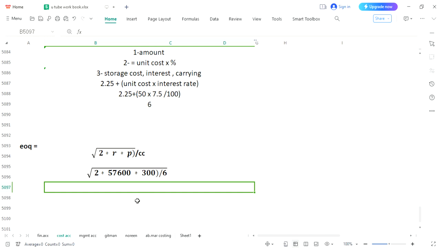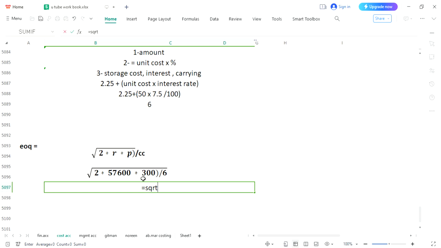So we are ready to calculate it. What you will do on your calculator: first you will multiply these three amounts and divide by 6, and finally you will take the under root. But on Excel it is a little easier for me, so what I will do is perform both functions at the same time. Under root and multiplication, division, everything would be done at once.